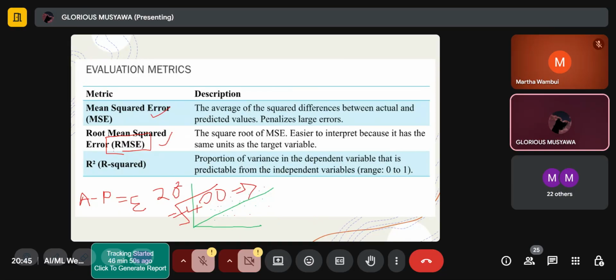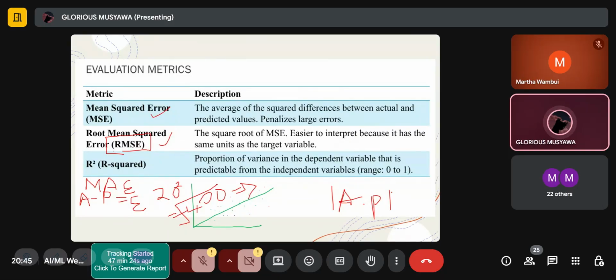Then we have, I think I forgot to add, the mean absolute error, because we already know what absolute means. Absolute is the difference between the actual and the predicted without the negative part, like the absolute value. So mean absolute error is the average of all the absolute errors. The smaller it is, the more accurate your model is.